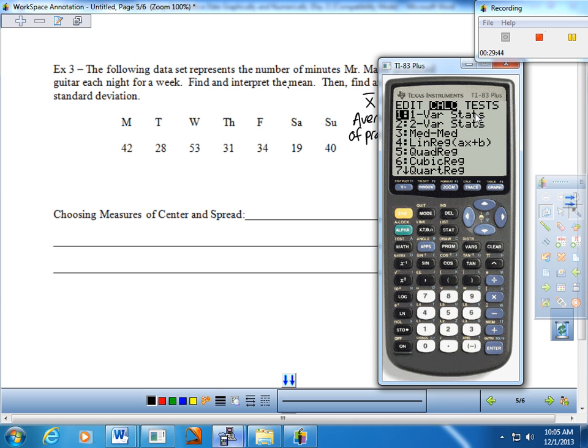The One Variable Statistics is going to give us our 5-number summary, which we started this lesson with, and it's going to give us our X bar, and it's also going to give us the standard deviation. So let's go ahead and hit that. One var stats, and we've got that piece right there.